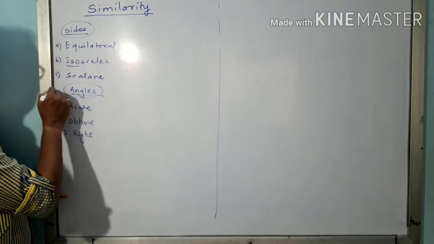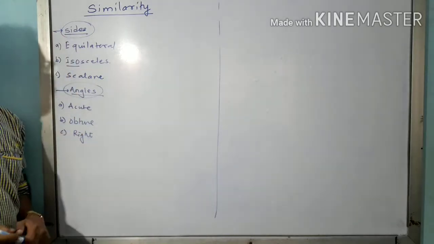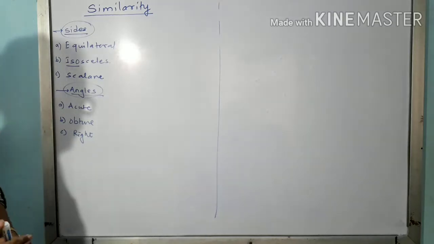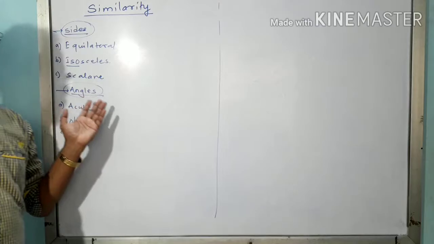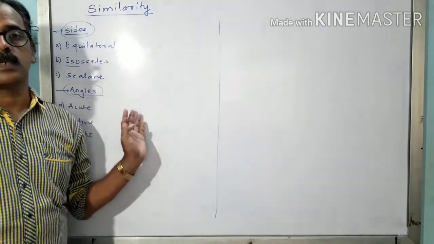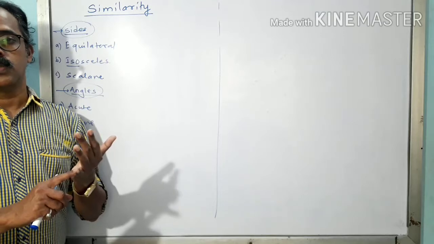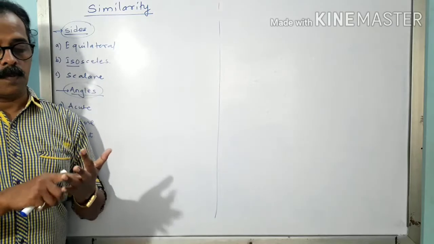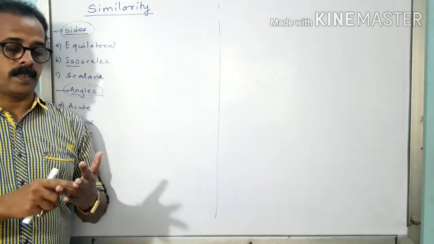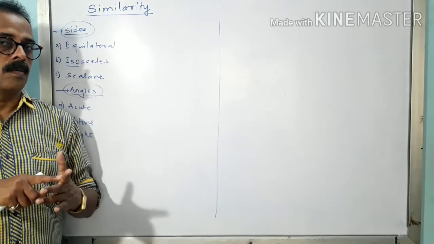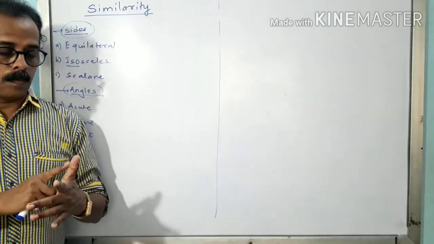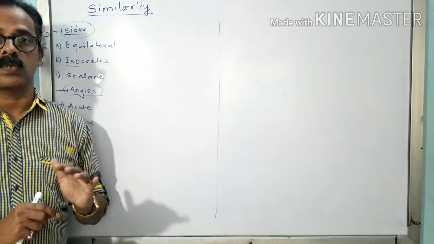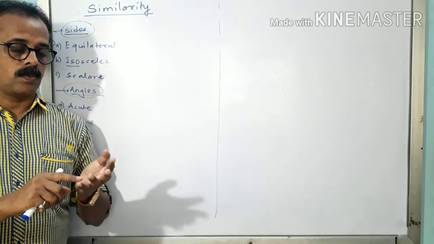Now the next question I asked you was about the types of angles. The types of angles are, again we start with acute, whose angle is less than 90 degree, right angle whose measure is 90 degree, obtuse whose measure is more than 90 but less than 180, then reflex, more than 180 but less than 360. Complete means exactly 360 degree.